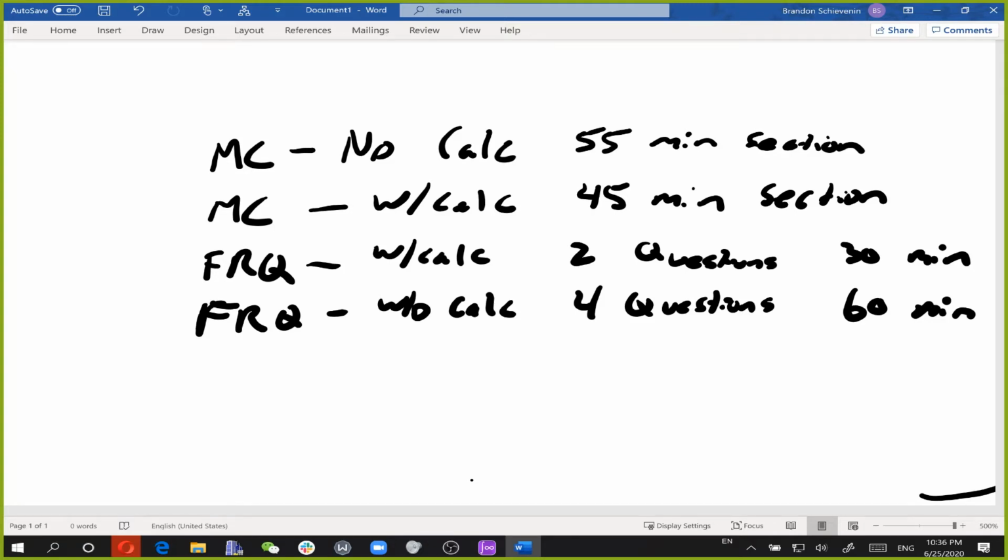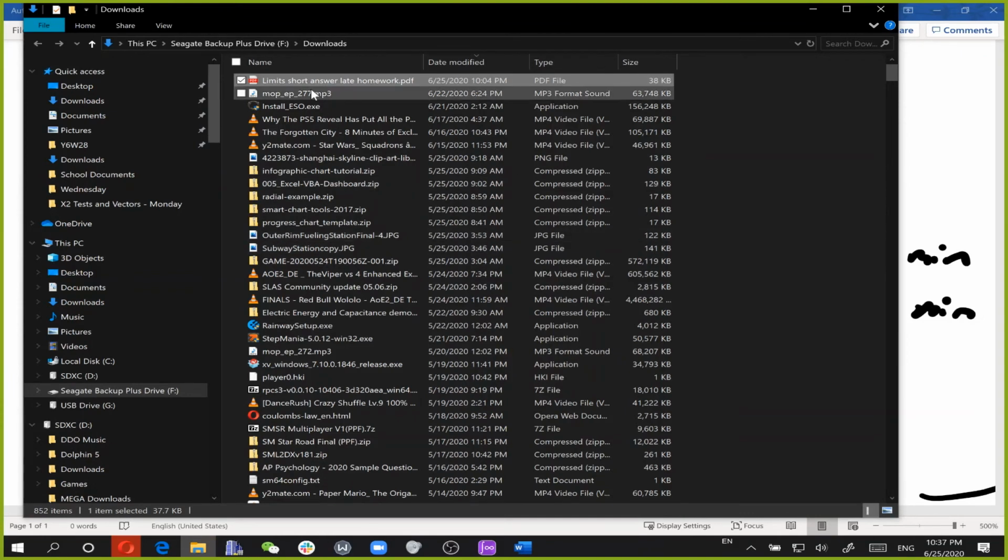The reason why we call it calculus AB and calculus BC is because there's some overlap in your content. In practice, usually 3 of the questions that are on the AB exam are also on the BC exam for your FRQ questions. Now that doesn't directly answer your question, but I can show you a sample FRQ if you want.